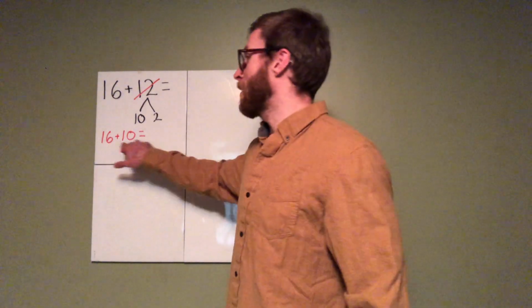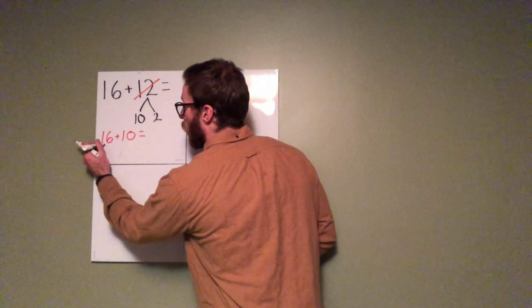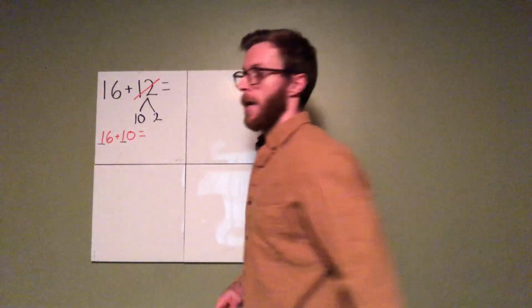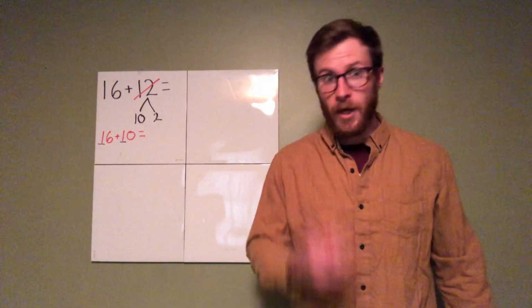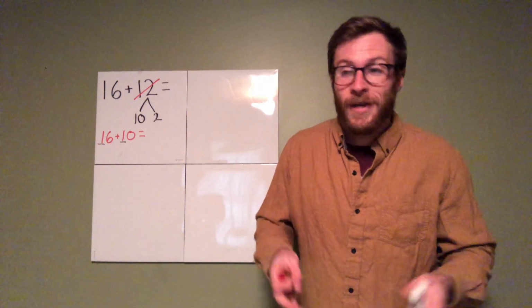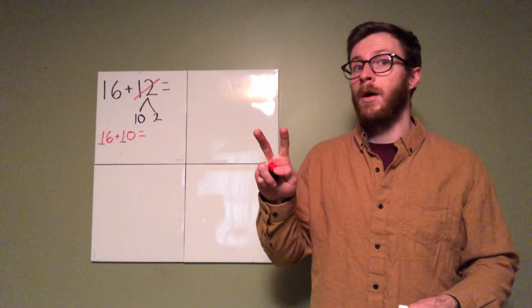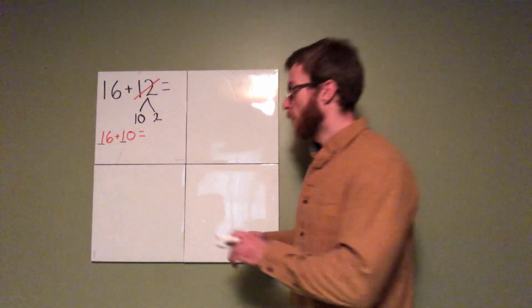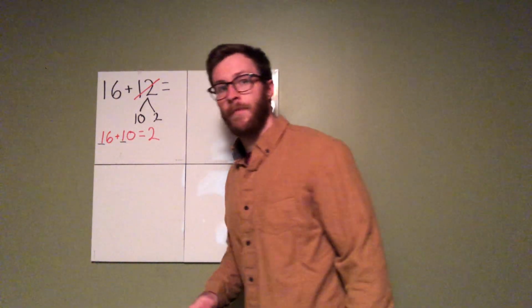Now, if I'm looking at 16 plus 10, I'm going to look at my tens places first. So I have 1 ten plus 1 ten. What is 1 cookie plus 1 cookie? How many cookies do you have? You have 2 cookies. So 1 ten plus 1 ten is 2 tens. So in my tens place, I'm going to write a 2.